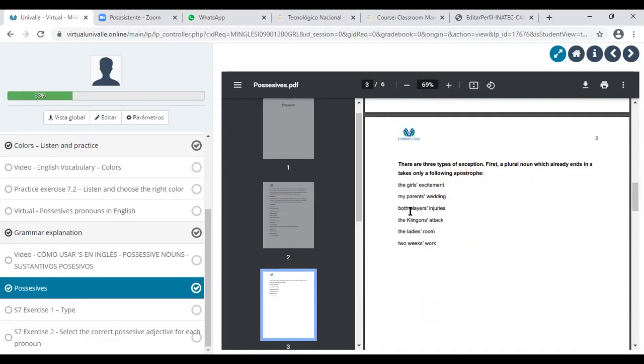For example, the girls' excitement. Okay. La emoción de las chicas. My parents' wedding. La boda de mis padres. Both players' injuries. The kingdoms' attack. The ladies' room. Two weeks' work. Those are some other examples.